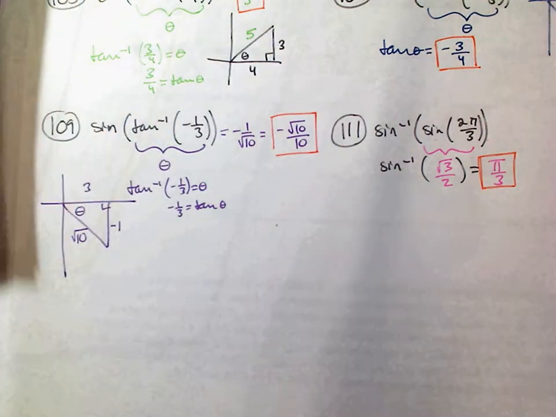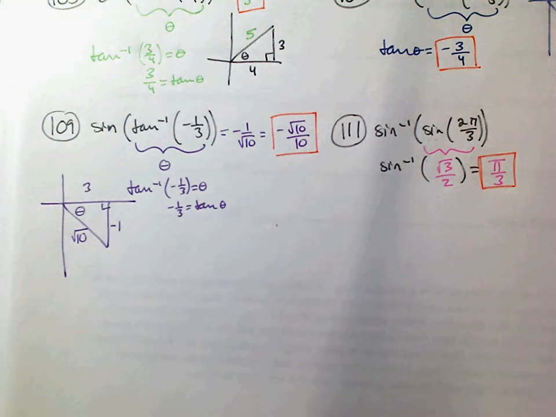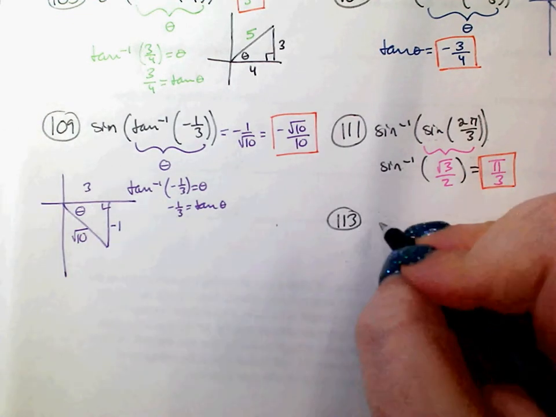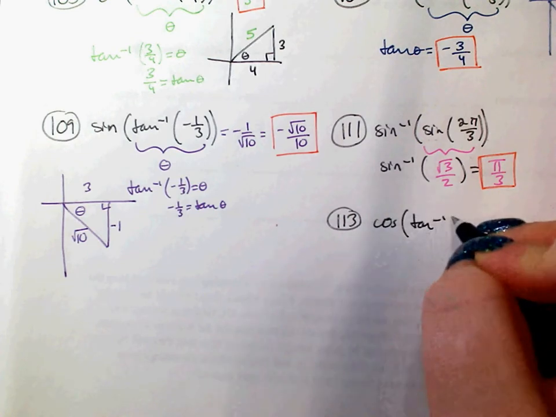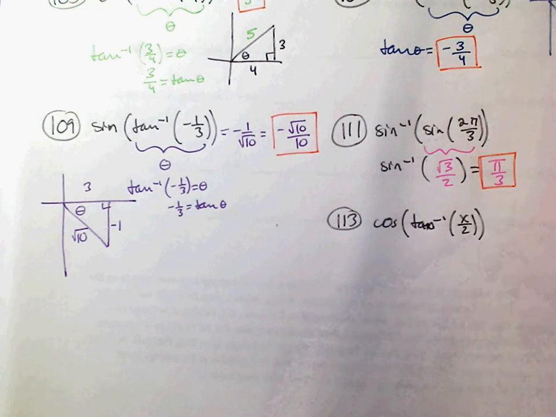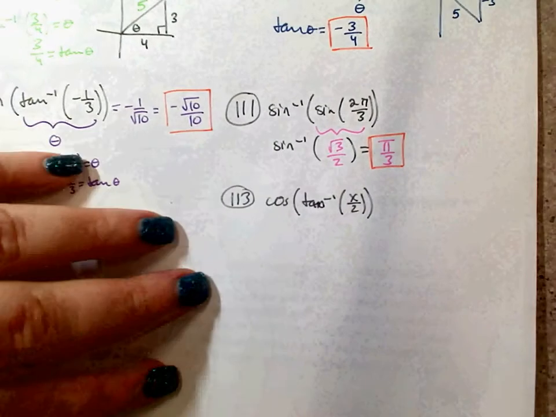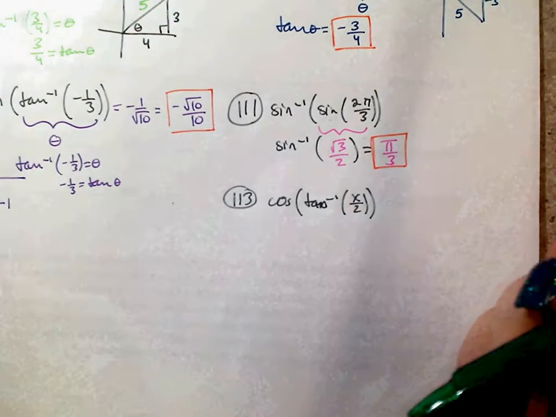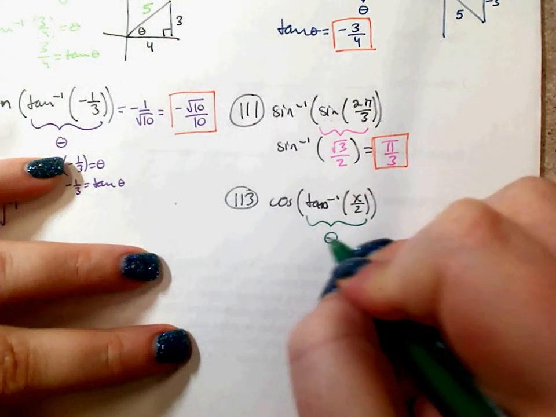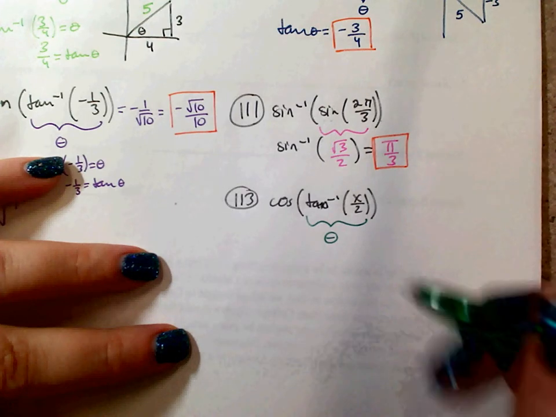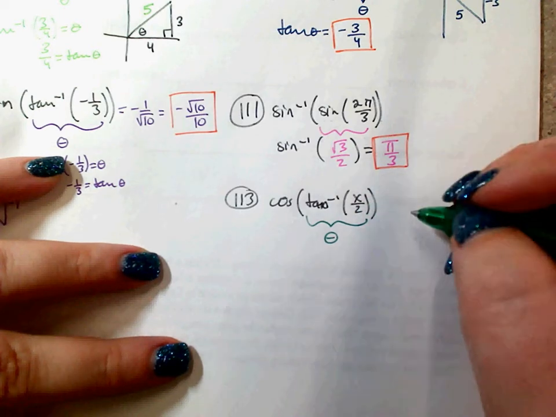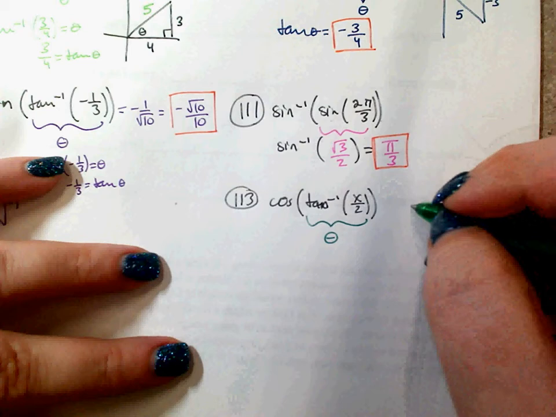Okay. 113. So 113 is cosine of tan inverse of x over 2. Tan inverse of x over 2 is some angle, right? Tangent is positive x over 2, because nothing indicates that it would be negative, and tan inverse only exists in the first and the fourth quadrants, so we're in the first quadrant, right?